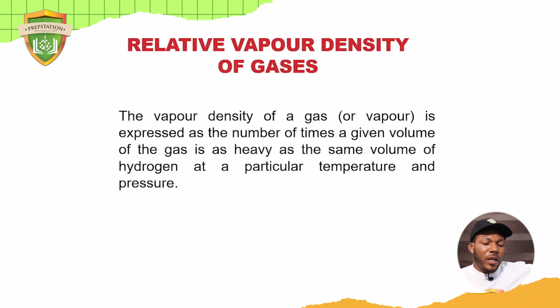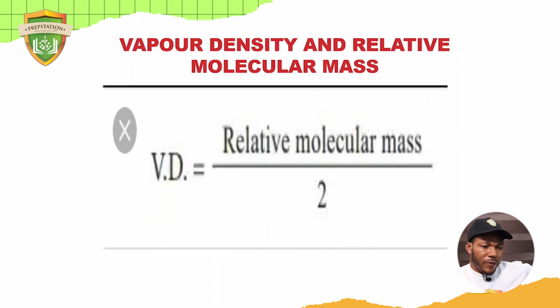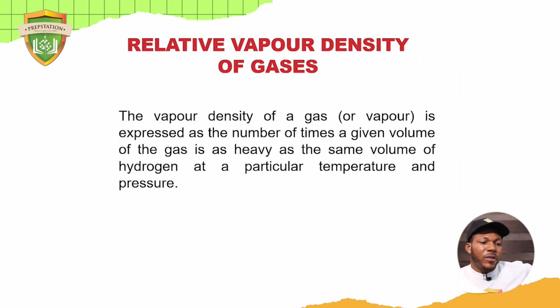The last one in this law is relative vapor density. I'll move straight to the equation, right? Now, this is the equation for relative vapor density: relative molecular mass all over 2, all right? So by definition, it's defined as the number of times a given volume of gas is as heavy as the same volume of hydrogen at the same temperature and pressure.